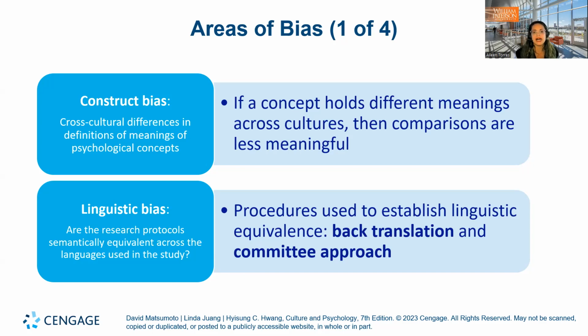A linguistic bias is when the words being used, especially when you have translation, do not mean the same thing. We all know that sometimes when you translate a word, it doesn't necessarily mean exactly the same thing in the other language. So there is a lot that has to be done to mitigate this type of bias. Whenever there are translations of a measure, you should use back translations and committees to make sure that the language used is appropriate.